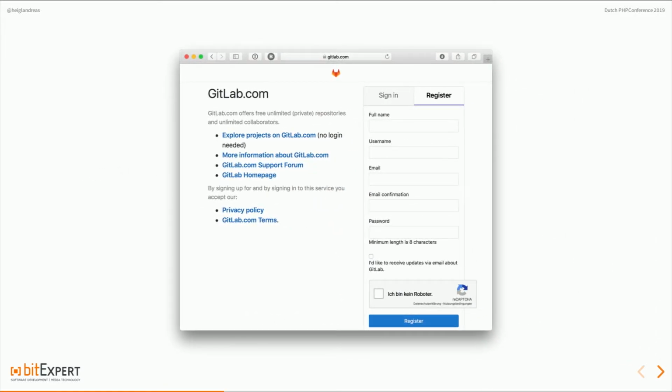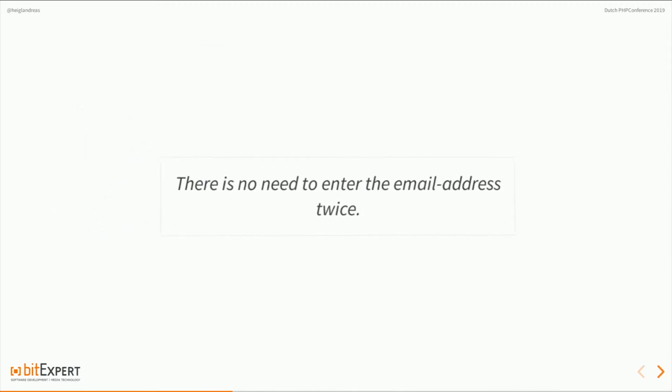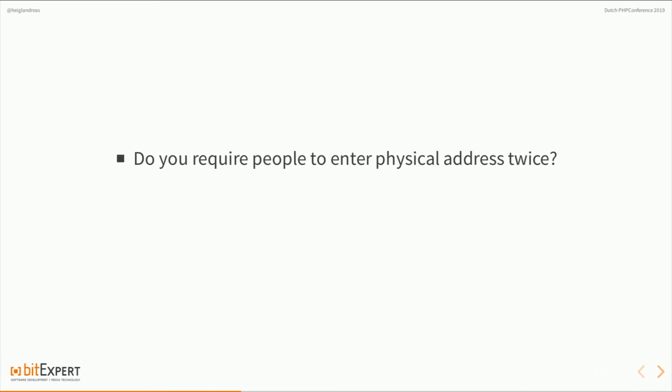Email. Notice something here? I'm required to enter my email address twice. But when I really realized that, I think the password only has to be entered once. What the hell? Do they think I'm stupid? Do they really think that I can't read what I'm writing when I actually see the characters? I mean, there is no need to enter your email address twice. Or do you require people to actually enter their physical address twice when you're sending something to them, just to make sure it's the right address?